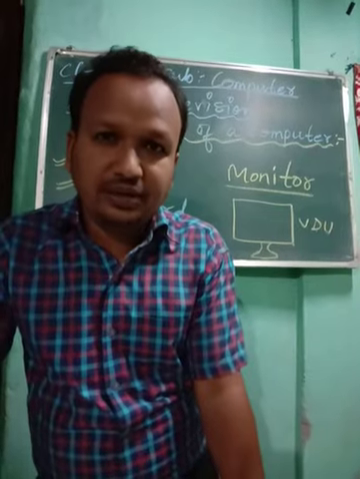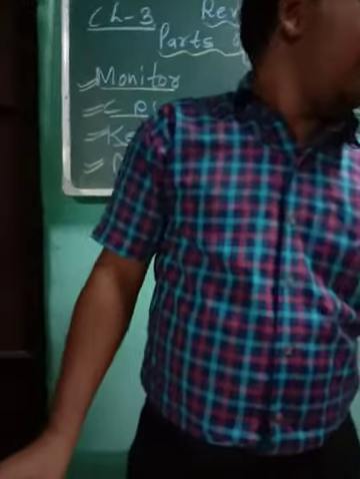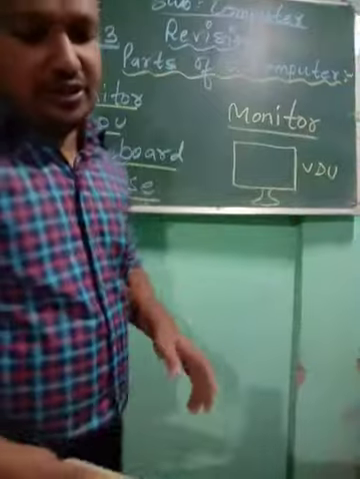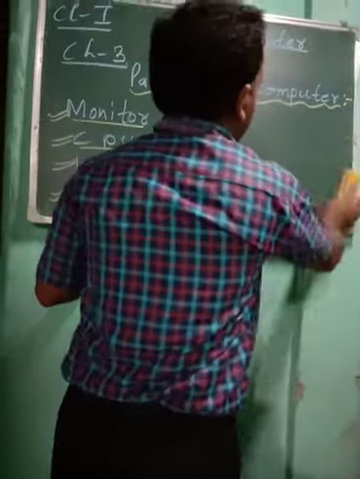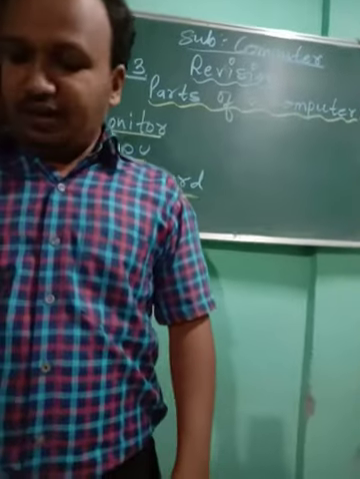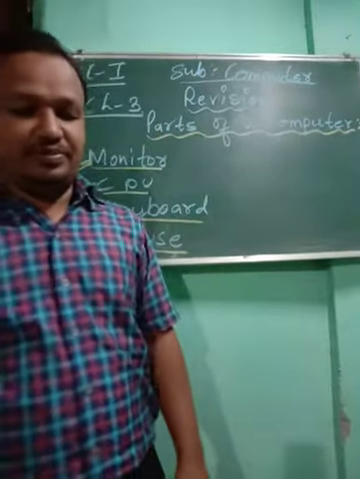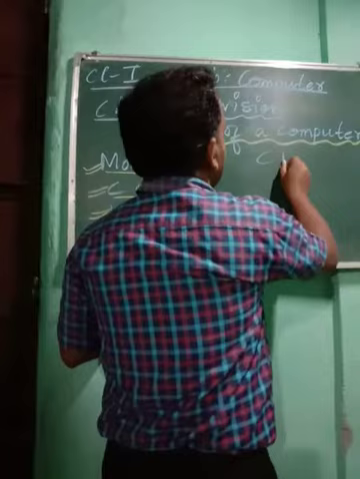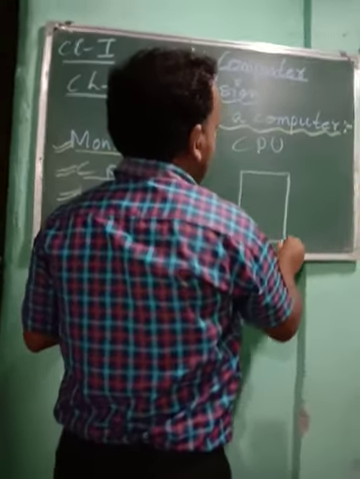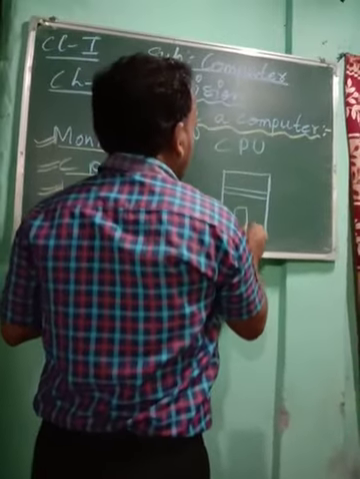Okay children, so you see, this is about your monitor. Now next we are going to talk about another part of a computer, that is your CPU. So these all are very important parts of a computer. Now we are going to talk about CPU. Now you see, CPU is also very important. How is it very important for a computer?